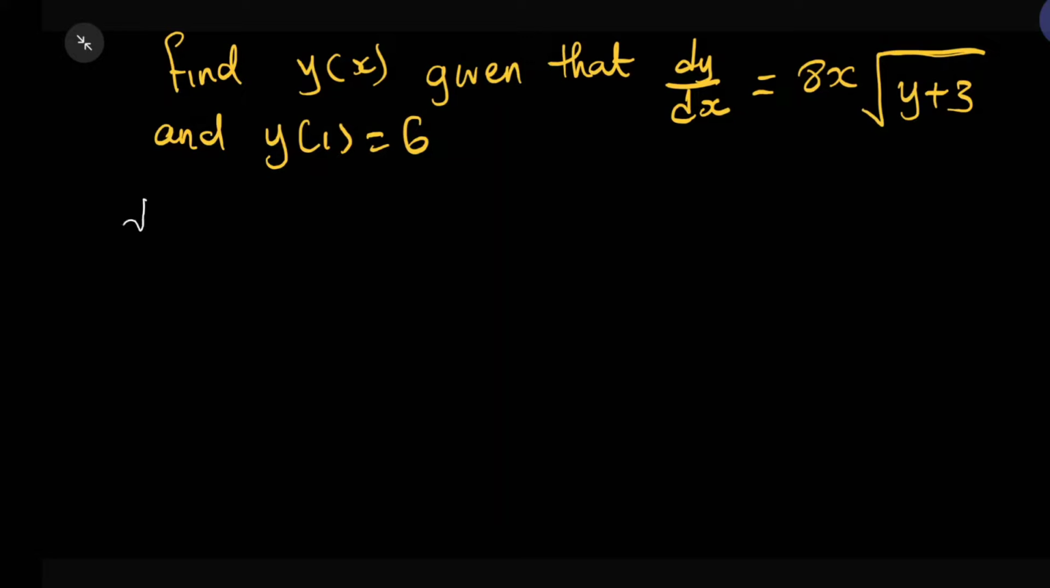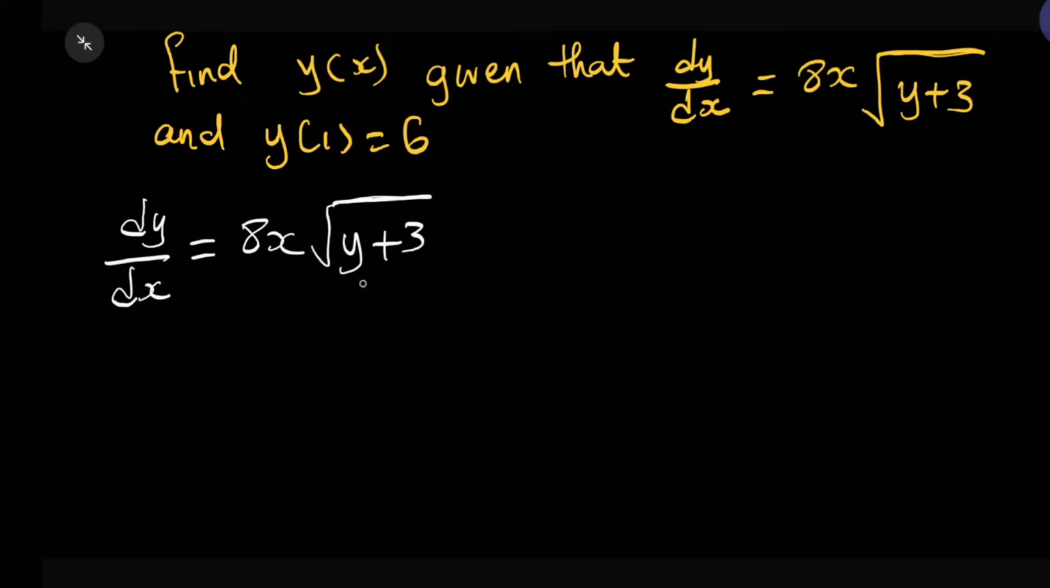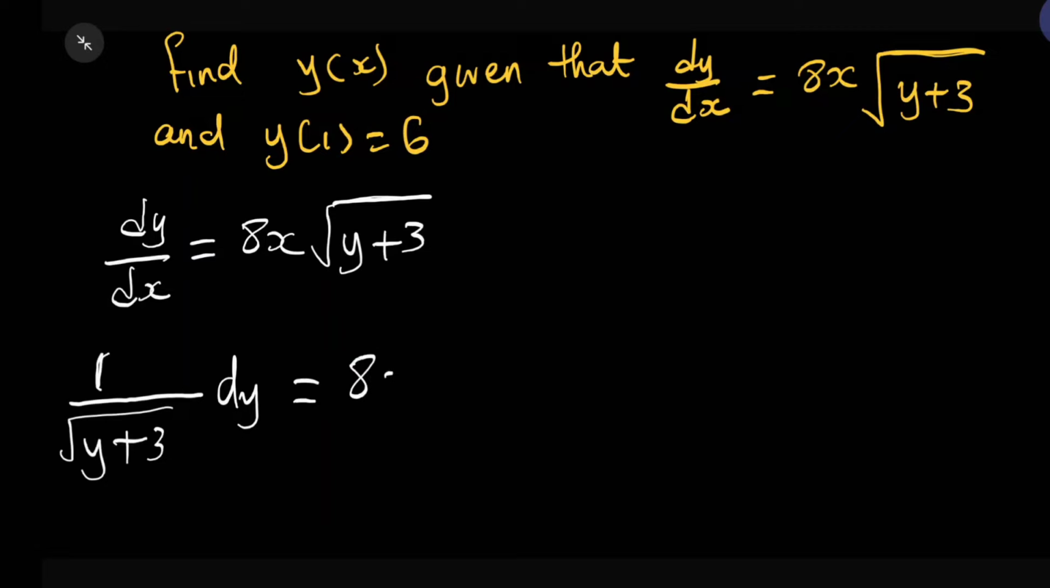So here we have dy/dx equals 8x root of y plus 3. So we want to move root of y plus 3 to the left. That would be 1 over root of y plus 3 dy, and we'd move the x to the right. We have 8x dx. So we just rearrange the equation.